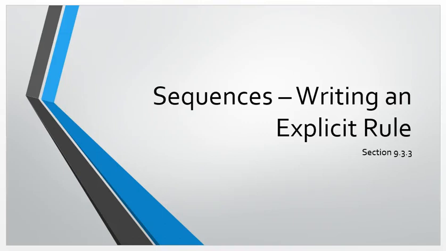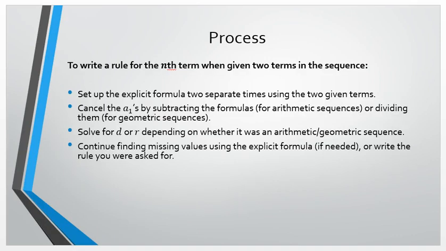Continuing our look at sequences, now we're going to talk about how to write an explicit rule, especially when you are given two different terms in the sequence, not necessarily terms that are right next to each other. So here I'm describing the process, whether it's an arithmetic or a geometric sequence. The first thing you want to do is set up the explicit formula two different times, because they're going to give you two different terms in the sequence.